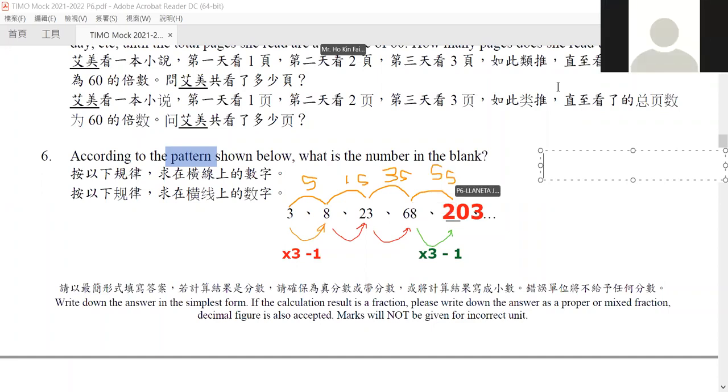Why 55? They are different by 10, yes? And then 5 and 25 is different by 20. And finally, it should be 65.